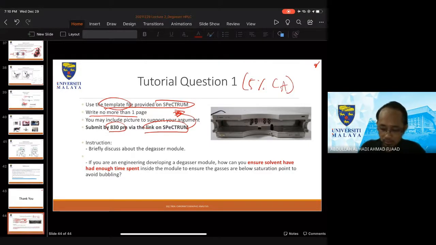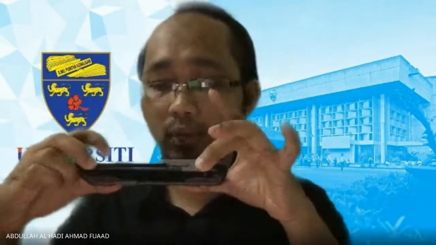I will mark by reading through your submission and particularly focusing on the question I've highlighted in red, which basically asks how you ensure the solvent has enough time spent inside the module. Sorry, my iPad keeps on crashing. I will take a picture of the tutorial section and post it in the WhatsApp group in case you didn't have time to read through everything. You can check it out there. I've posted the tutorial.